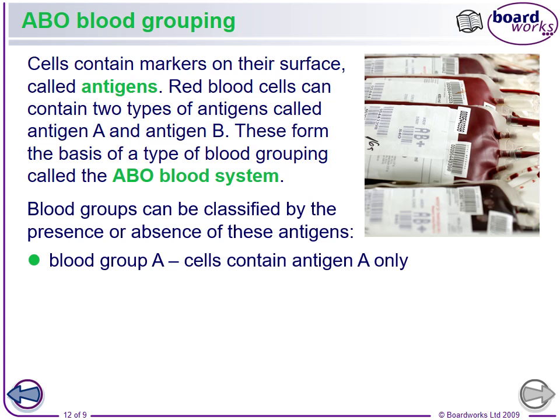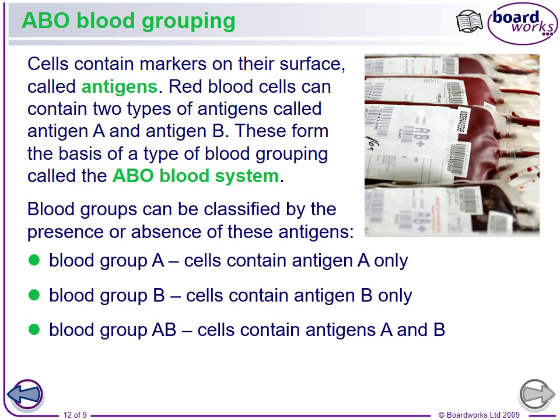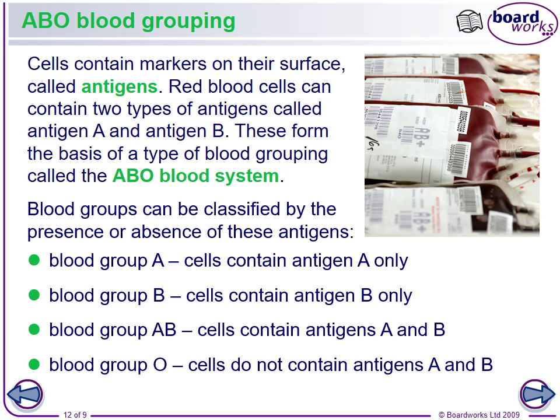Blood group A contains antigen A, so it will clot if you give it B blood. Blood group B cells contain antigen B only, so they will clot if you try to give it A blood. Blood group AB contains both antigens A and B. That's actually a better blood type, even though it's rare. And then blood group O does not contain any antigens.